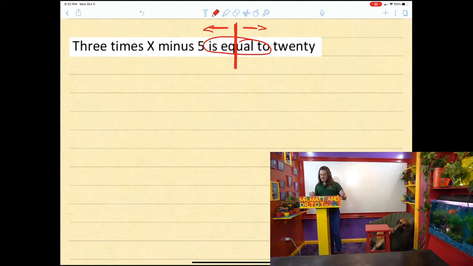So we have 3 times x minus 5. So we're going to have 3 times x minus 5 is equal to 20. Notice that everything that came before the phrase is equal to came on one side. Everything that was after that phrase was on the other side. So I'll give you one more minute. Please solve for x.